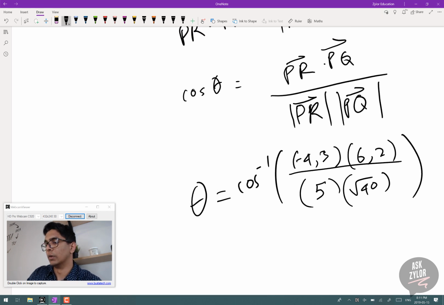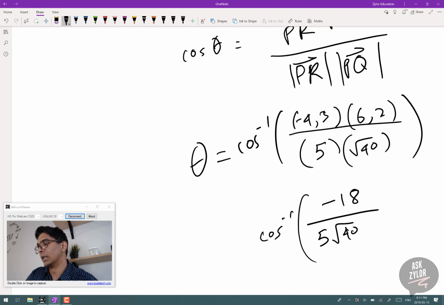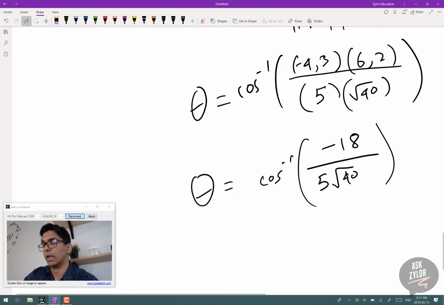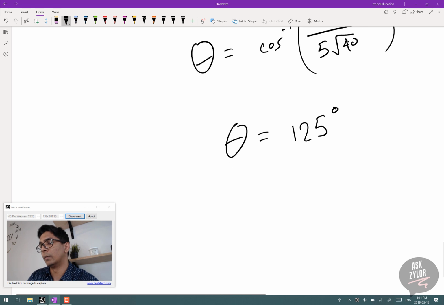Right. So the dot product will evaluate to -18. The bottom is just 5 times the square root of 40. So the cos inverse of this will give me the angle between PR and PQ, which is the angle at P. Right. So that should give me 125 degrees. So we found the obtuse angle.